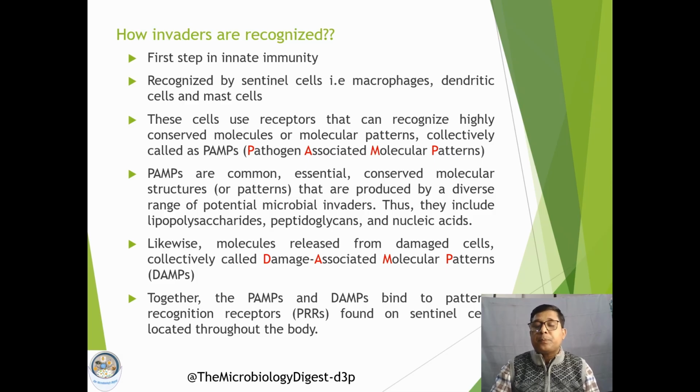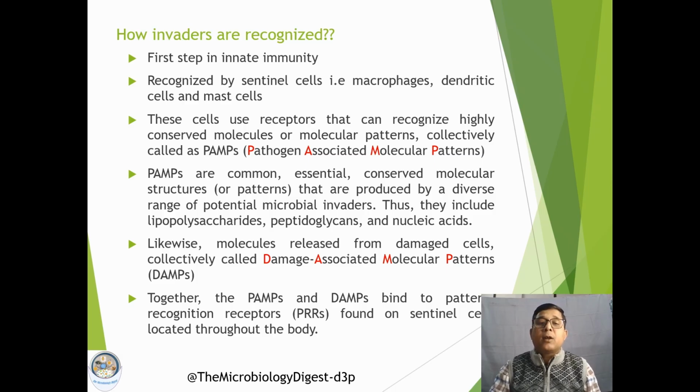So these cells use some receptors. Those receptors can recognize these patterns, PAMPs, which are present in the pathogens or microbes. So these PAMPs, pathogen associated molecular patterns, are present in the microbes and can be recognized by these sentinel cells through their receptors.